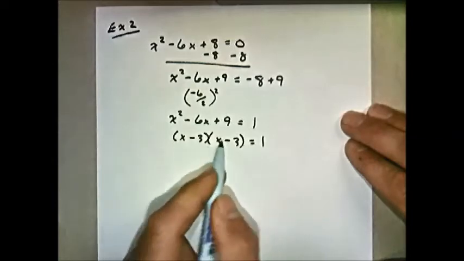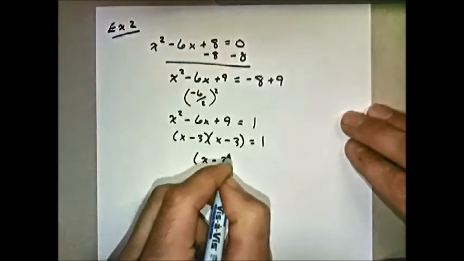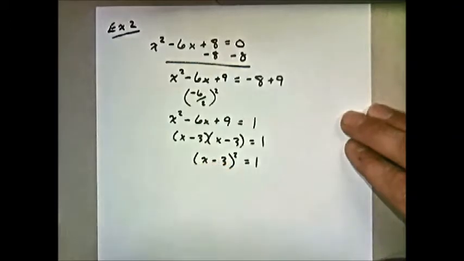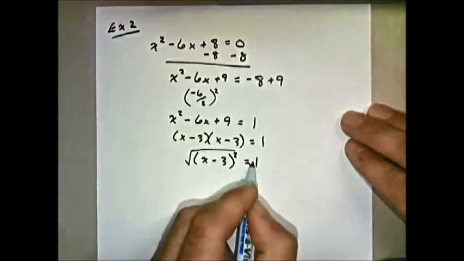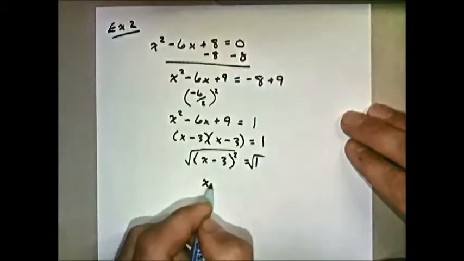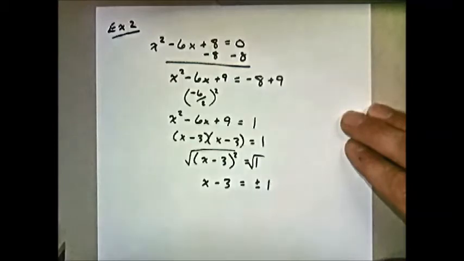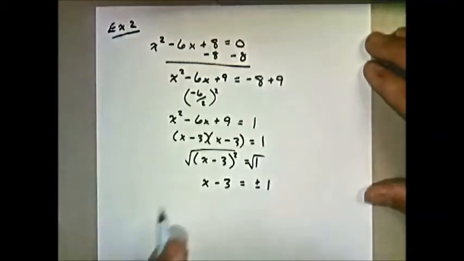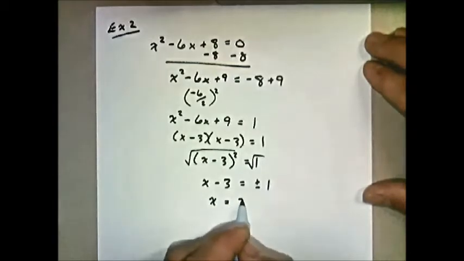I have two terms that are the same. These will always be the same. So we get x minus 3 squared equal to 1. Taking the square root of both sides, I get x minus 3 equals plus or minus 1. Solving for x, I get x equals 3 plus or minus 1.